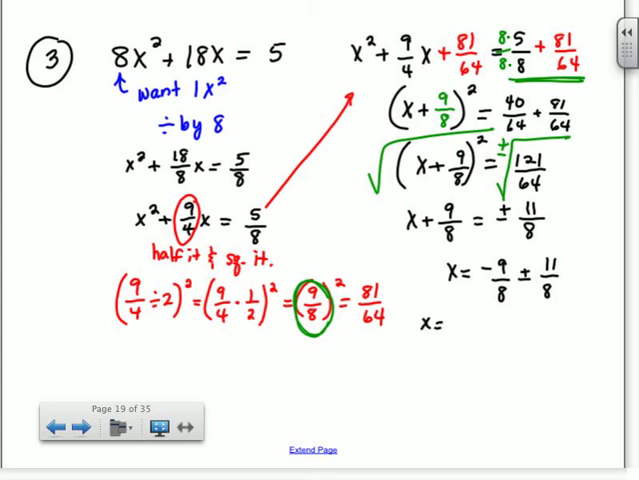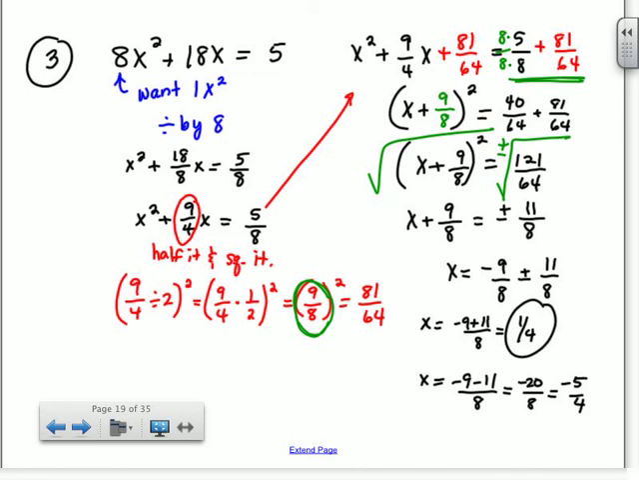All right, so now your two solutions. The first one is negative 9 plus 11 all over 8. So you get 2/8, which is 1/4. And the other one is negative 9 minus 11 over 8. So it's negative 20 over 8. They're both divisible by 4, so it's negative 5/4. So those ones can be a little time consuming with the fractions.